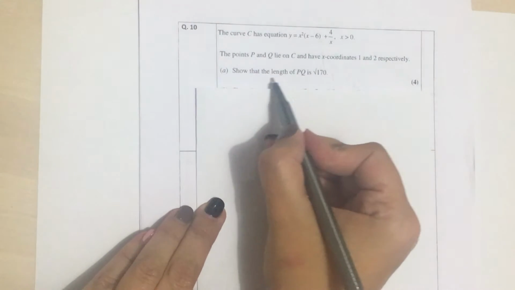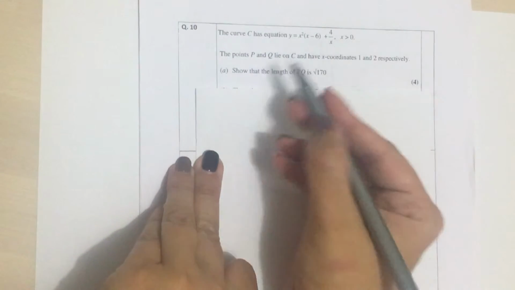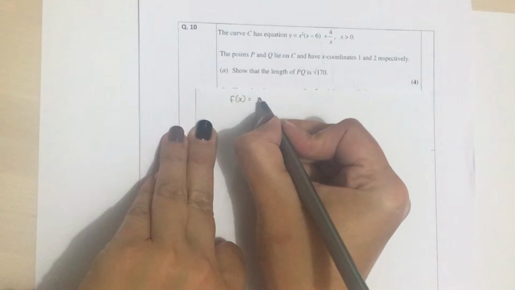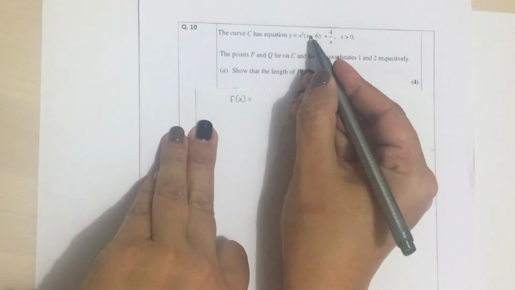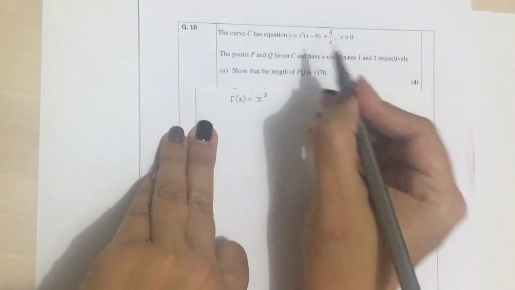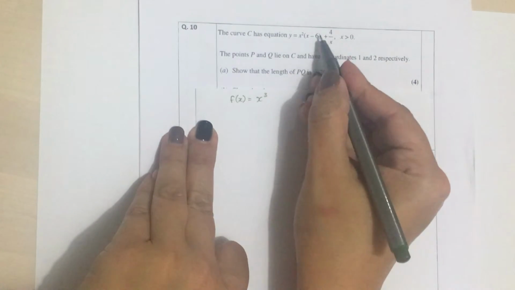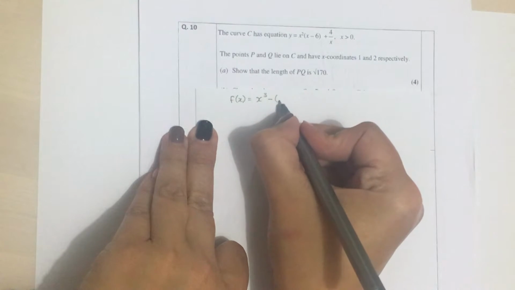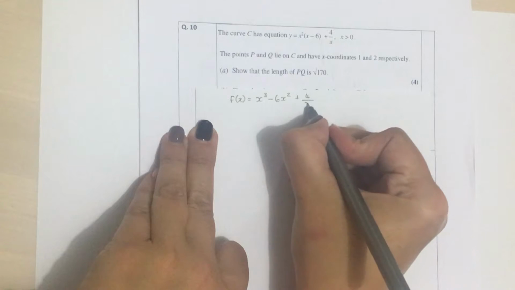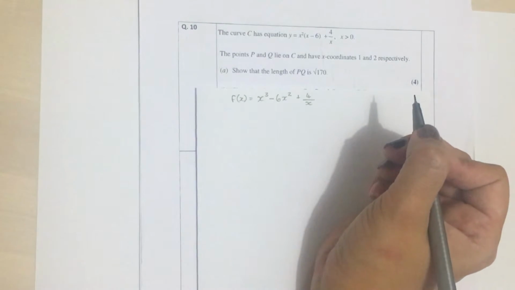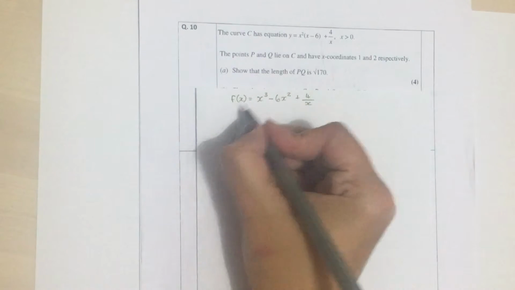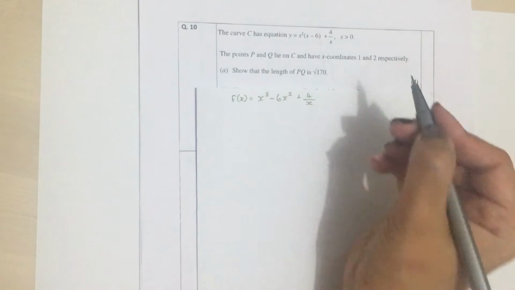Okay, so before we can even get to this part, we need to first rewrite that f of x into a workable equation. So x squared times x gives us x to the power of 3 because we add the indices. x squared times minus 6 is minus 6x squared. And for the purpose of this, I'm just going to leave the 4 over x as a fraction for now. Okay, so then I know that one of the points is at 1.